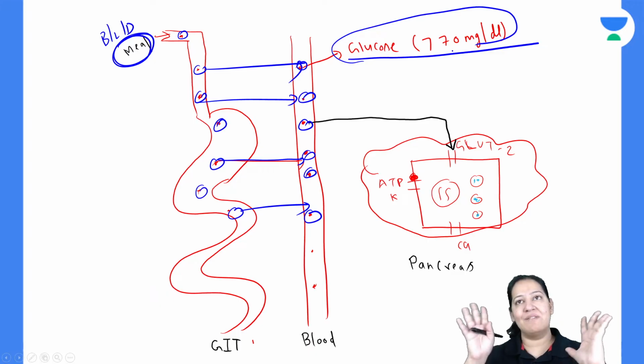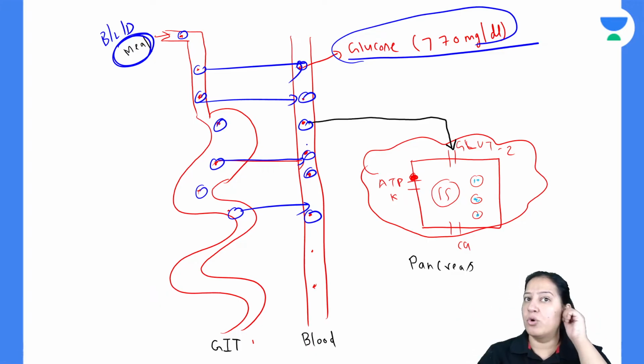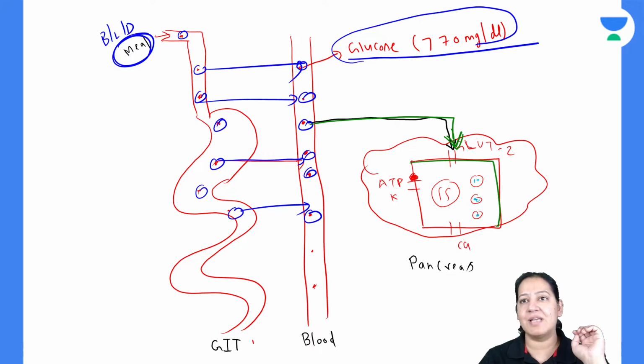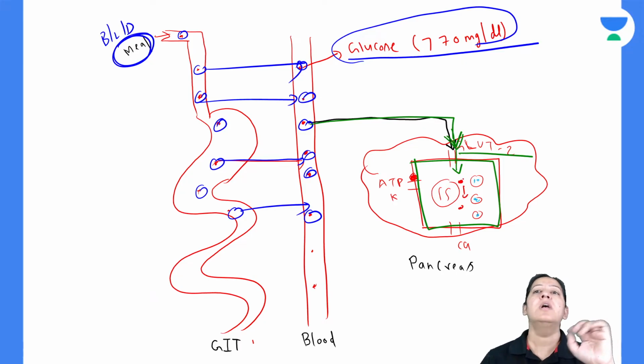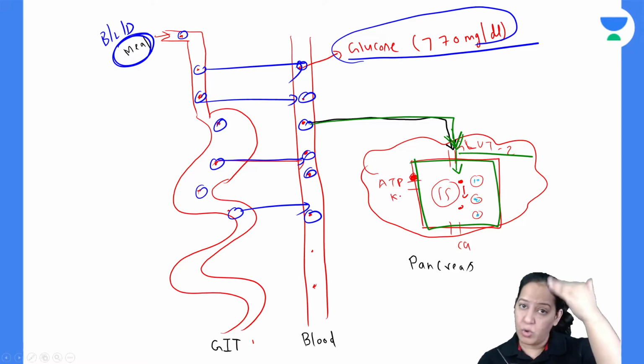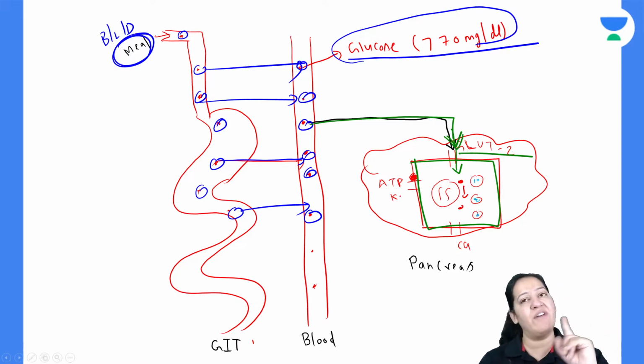Now when blood glucose level rises more than 70, it will go to the pancreas and enter inside the pancreas. Inside the pancreas, this is a beta cell. This glucose will enter inside the beta cell via a transporter. The name of the transporter is GLUT2. So this glucose will reach inside. After reaching inside, this glucose gets converted into glucose 6 phosphate, and during this process, 1 ATP is released.